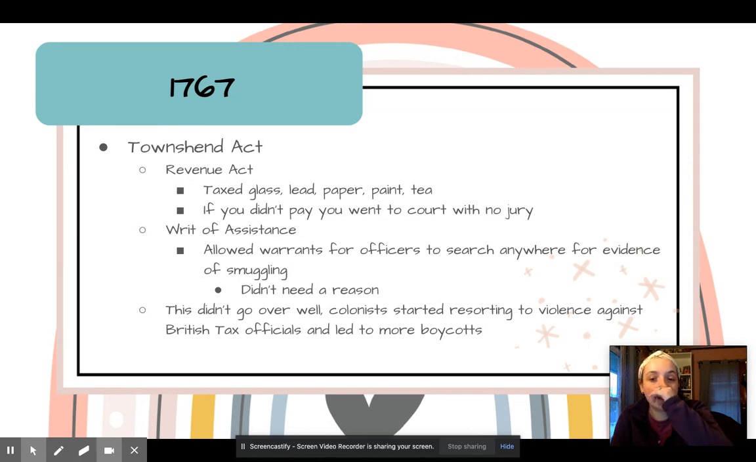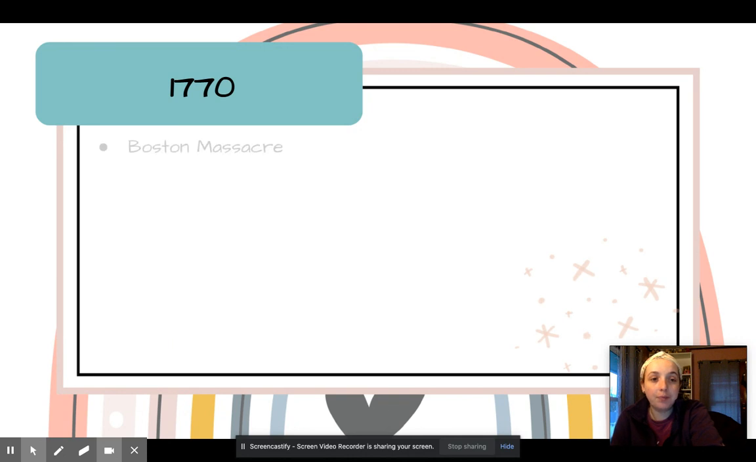And then they started to resort to violence against the tax officials, and then that led to more boycotts. Really, it was not a good time to be a colonist in the United States, or probably a British soldier, because they're not going to be happy with them. So the British sent soldiers to protect the tax officials. In 1770, so we're taking a little jump, the Boston Massacre happens.